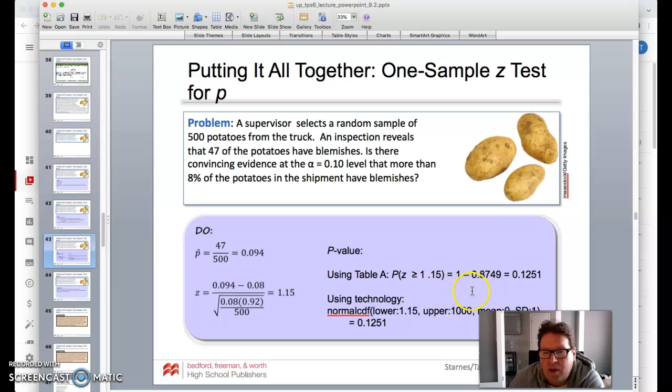And again, since we're above, we've got to subtract it from 1. Remember, we've got to look at above, so it's 0.1251. Again, you can use your calculator as well if that's what you'd like to do. So again, 0.1251 is our p-value.